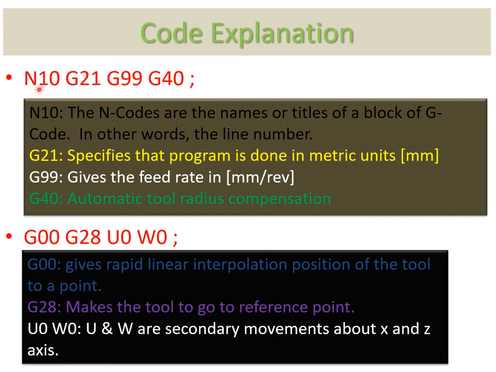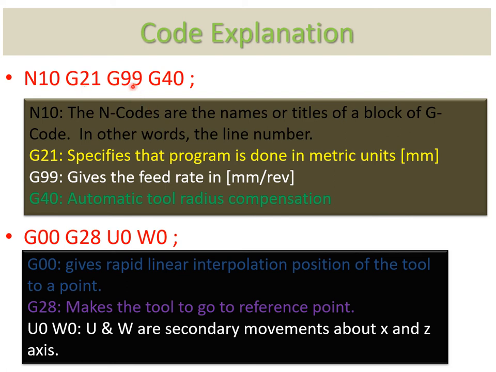Now moving towards the next line, this is the N10, G21, G99, and G40. Starting with the N10 line, whenever N code is used, it is used to define the name or title of a block of G code, or simply it defines the line number. So N10 means N line number 10. The next is G21. G21 code is used to switch to the metric system of units. So when we have used G21 code, every dimension written in the code will be considered in millimeters. It is used for metric units in millimeters.